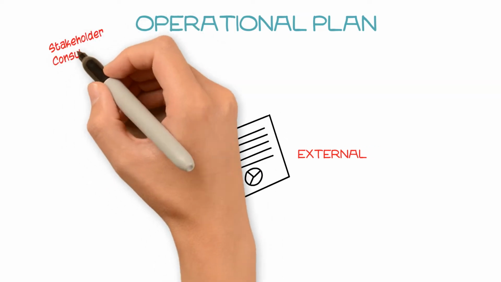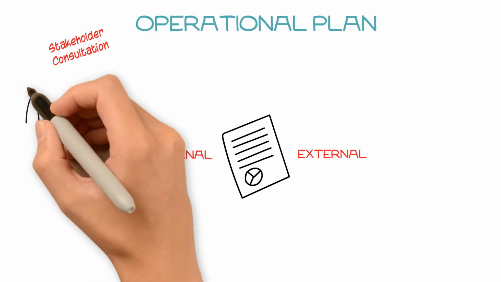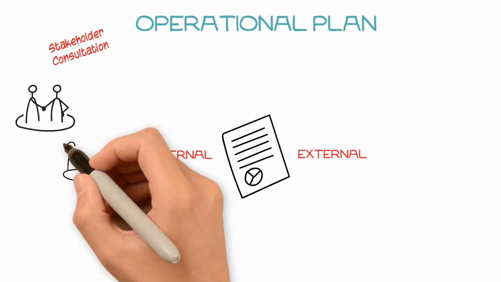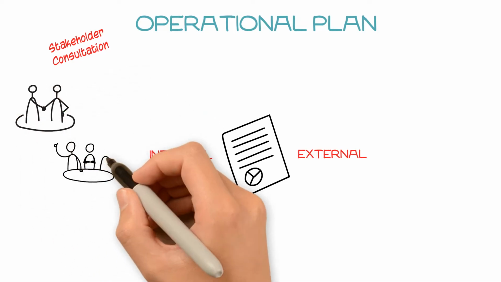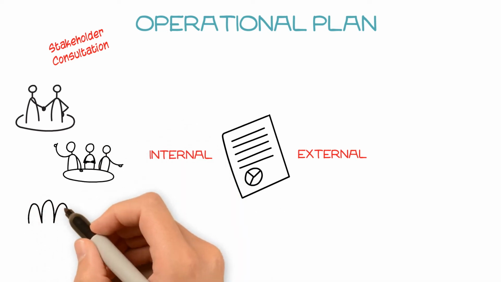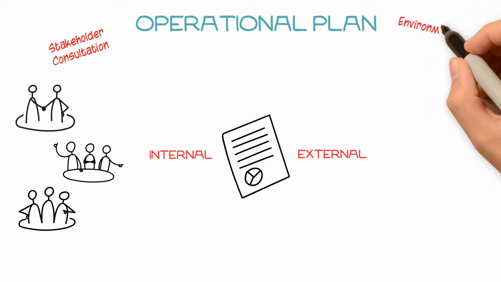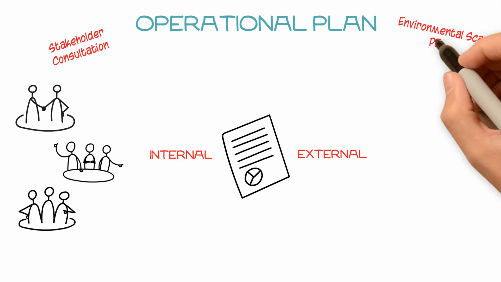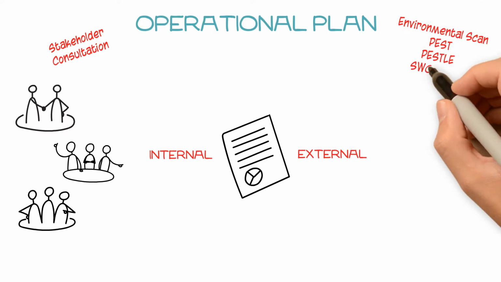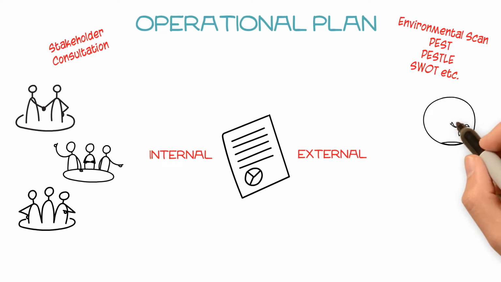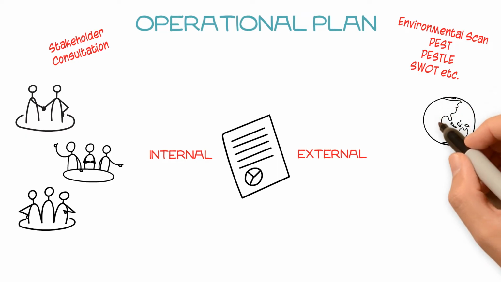Internally, we usually conduct stakeholder consultations to ensure the appropriate people have input into the process. This can include input from the people you provide a service to and for, your staff, your customers, management, and any other relevant groups. Externally, we usually conduct some form of environmental scan to ensure we're thinking through possible issues and opportunities. Yes, this should have been done strategically, but that's at a much higher level and considers longer-term impacts.